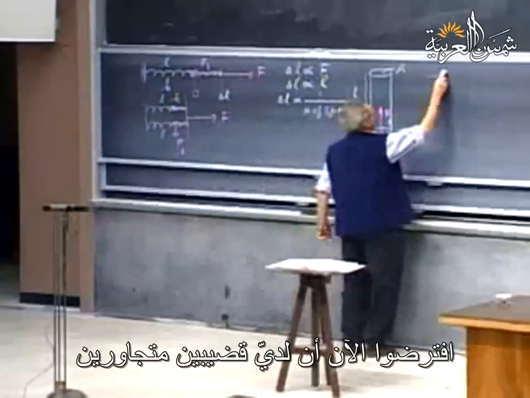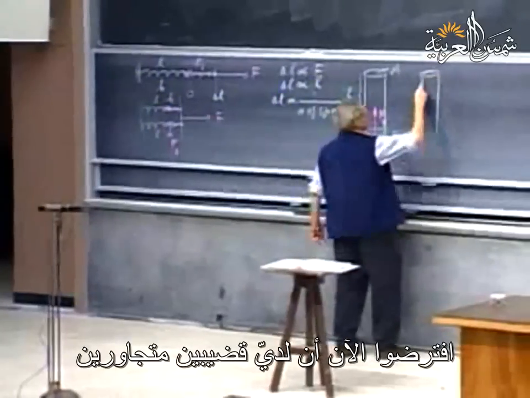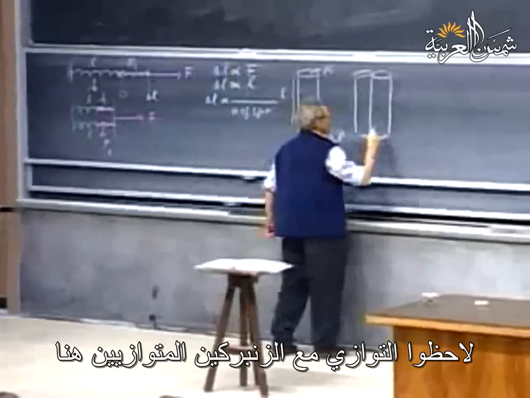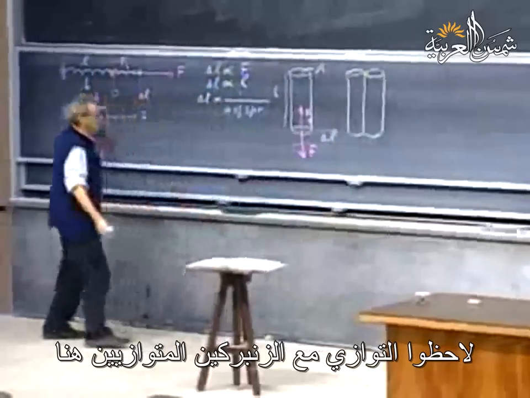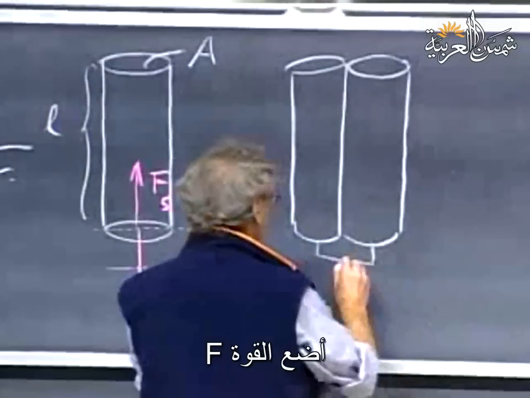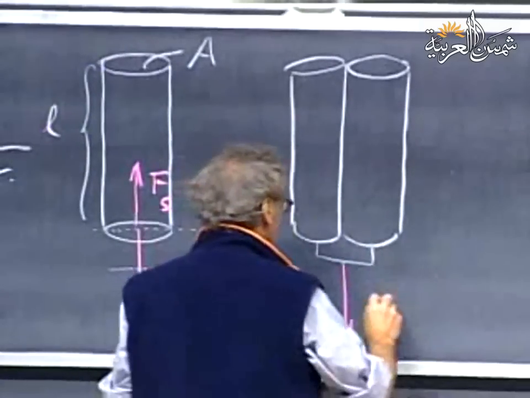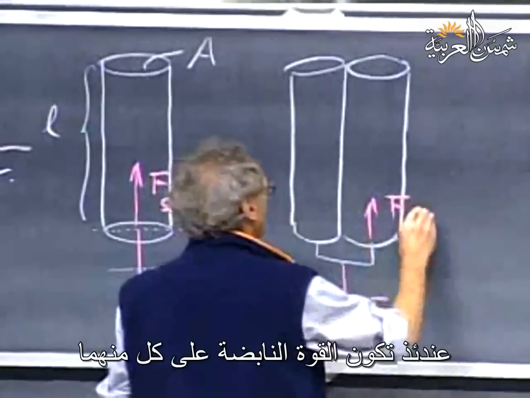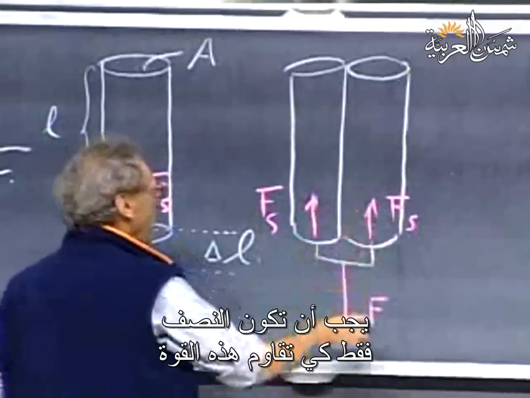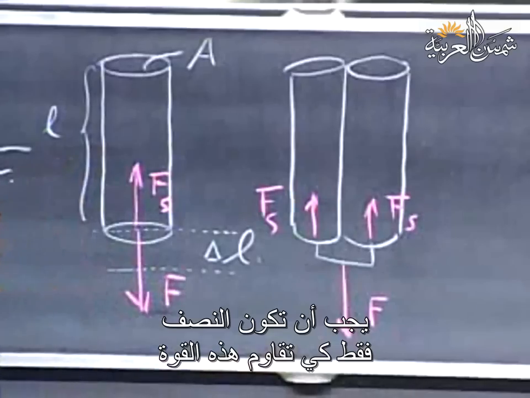Suppose now I have two of these rods next to each other. Notice the parallel with the two parallel springs here. And I apply a force F. Then the spring force on each one of them will only have to be half to counter this force.